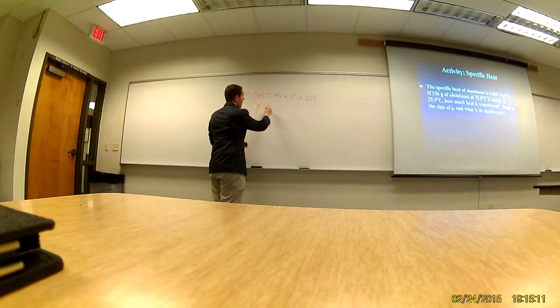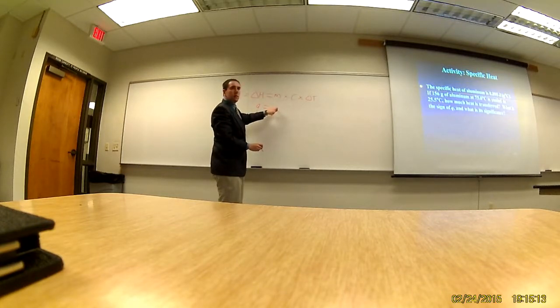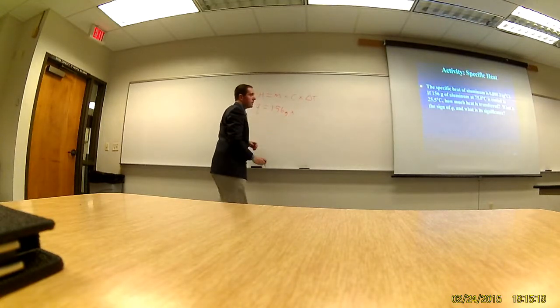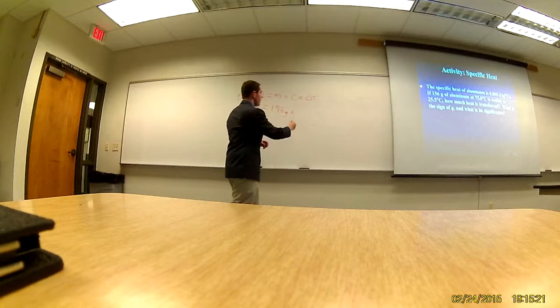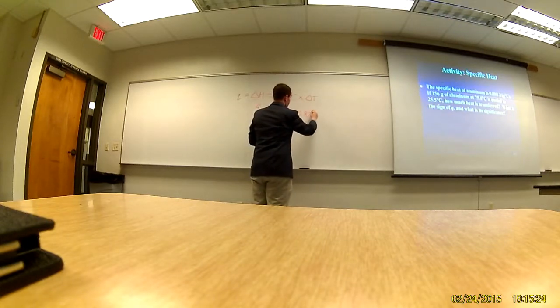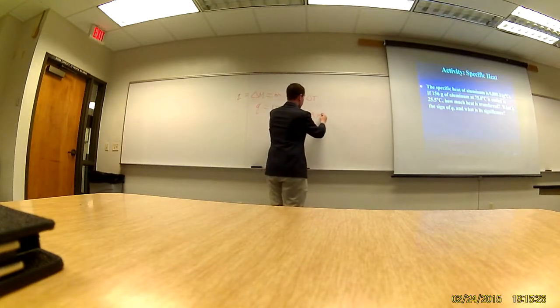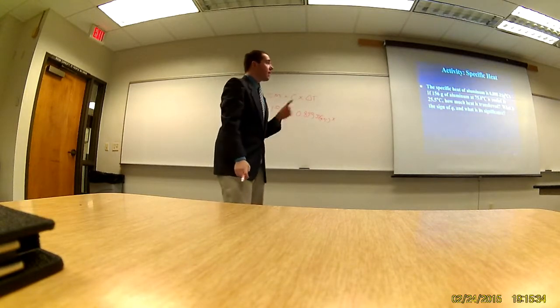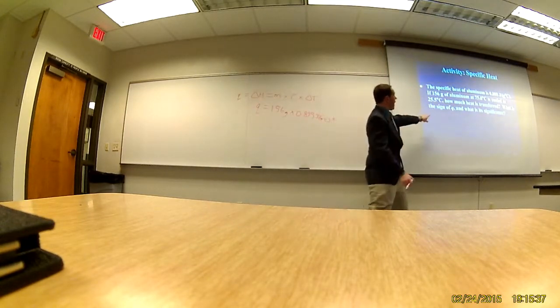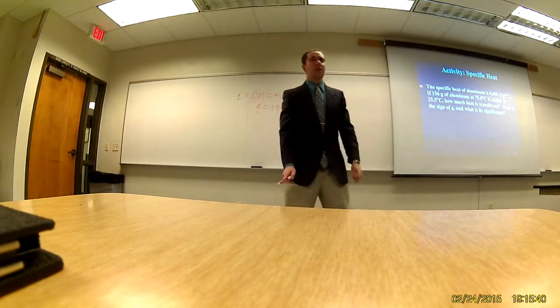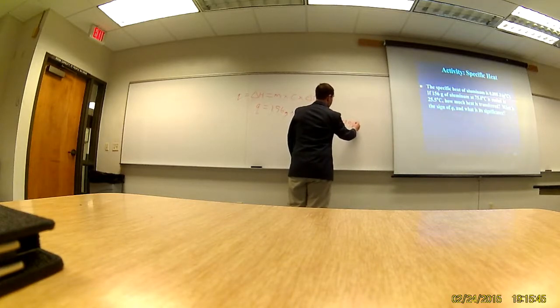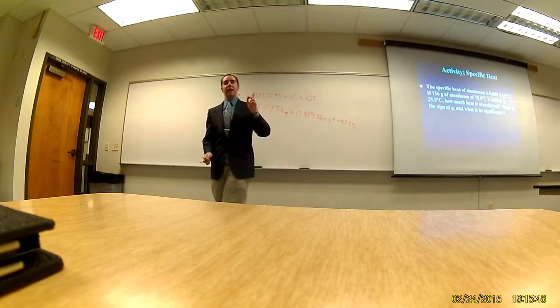So Q equals, what is my M? 156 grams. What is my C? 0.895 joules per gram degree Celsius. What is my delta T? It's not exactly 100. It's 25.5 now. Negative 49.5 degrees C. Why is it negative?